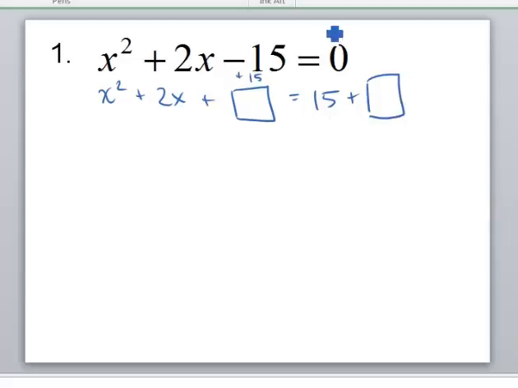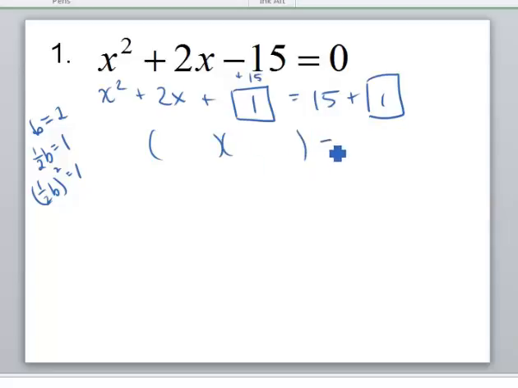What goes in the box is figured, again, by looking at b. This is all review from yesterday. We've got b is 2, half of b is 1, and then half of b squared is also 1. So we'd be putting 1 inside the boxes.